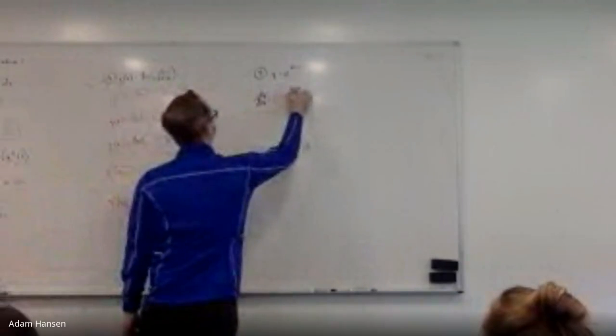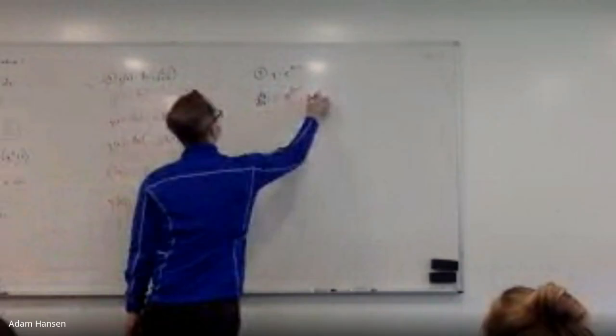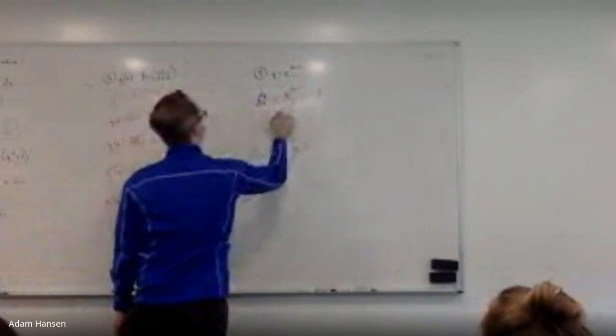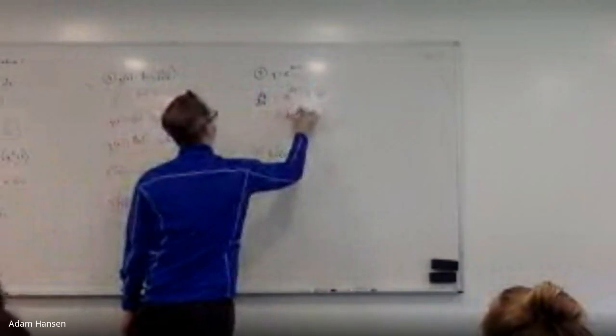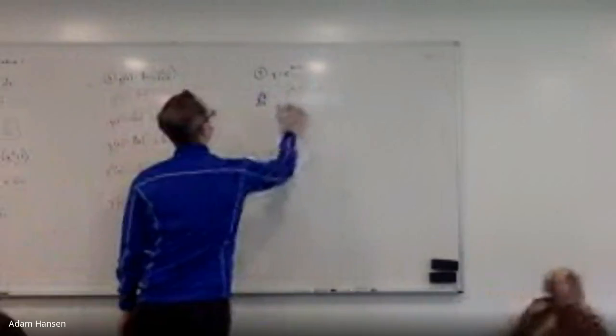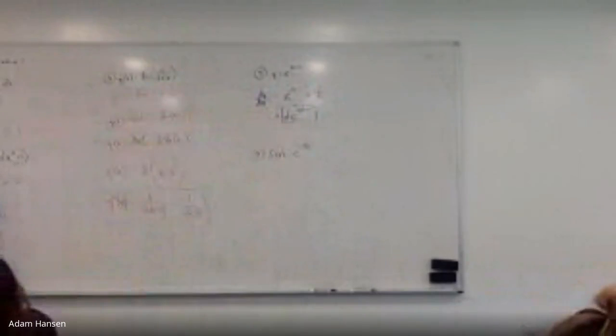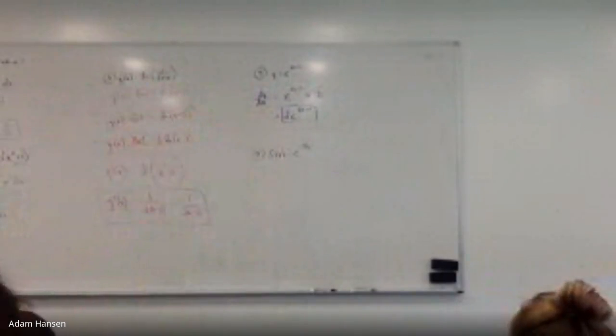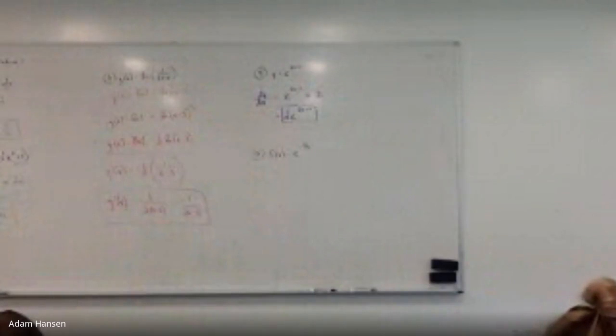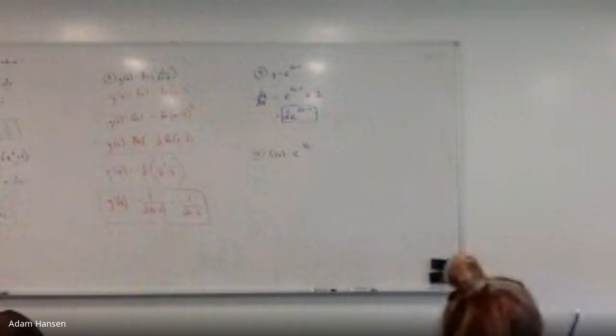E to the 2x minus 1 times, where's the extra 2 coming from? Derivative of 2x minus 1 is 2. So that needs to go in our final answer.